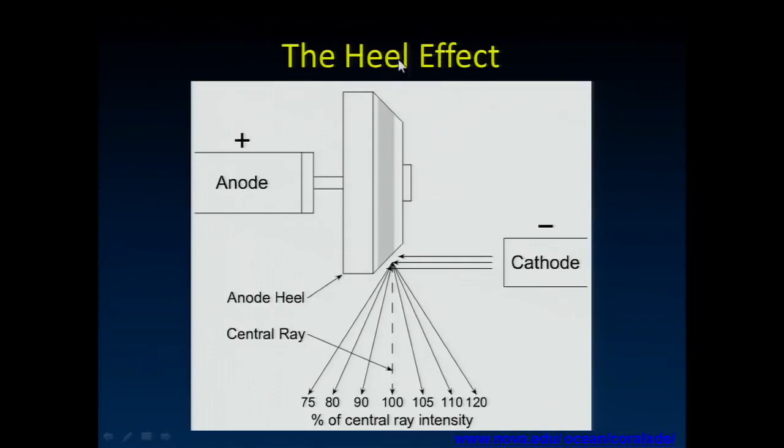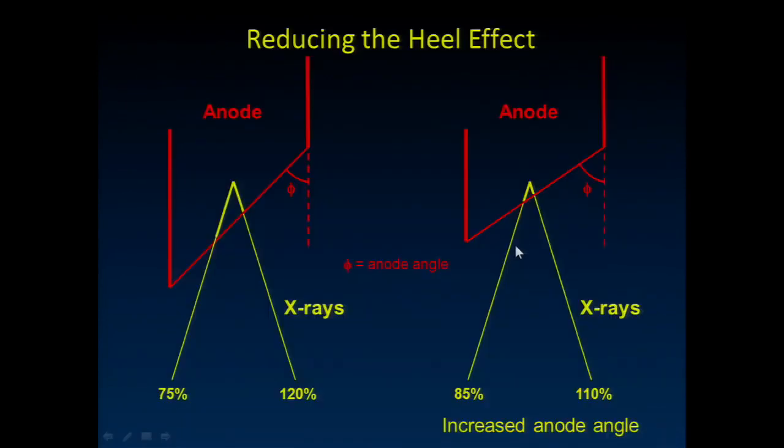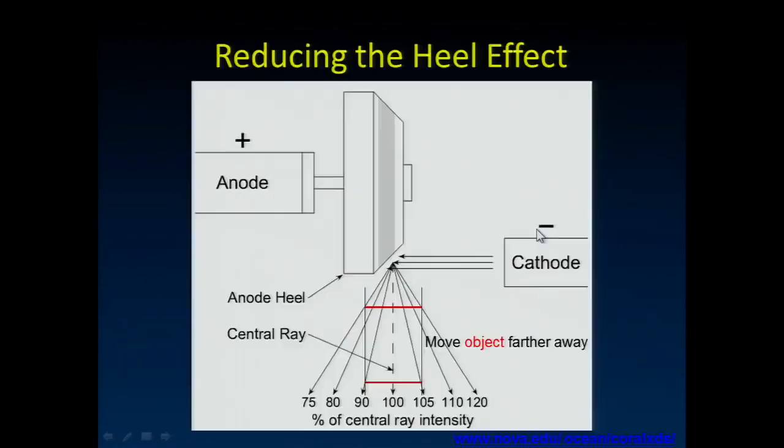The heel effect I want to mention one more time. Remember we mentioned that the intensity of the beam is lower here, higher towards this side. With respect to the central ray, quite a bit of drop off. How can we eliminate or minimize that effect so that our image isn't brighter towards one side and denser towards the other side? Well, we've got a couple things. You can change your anode angle so that the variation across the X-ray beam is smaller. There's less variation across it by making this anode angle bigger.